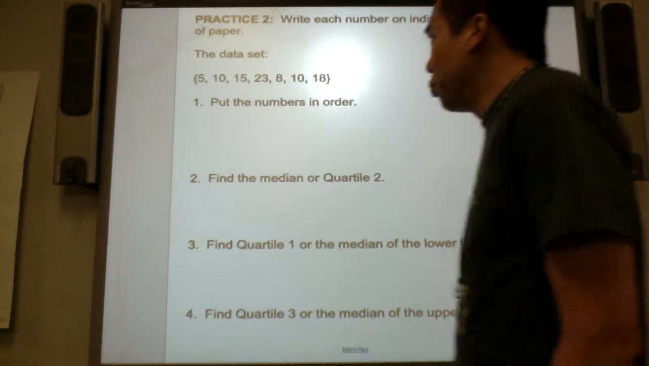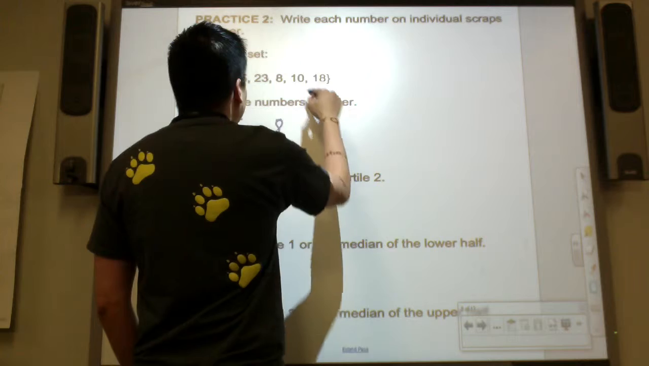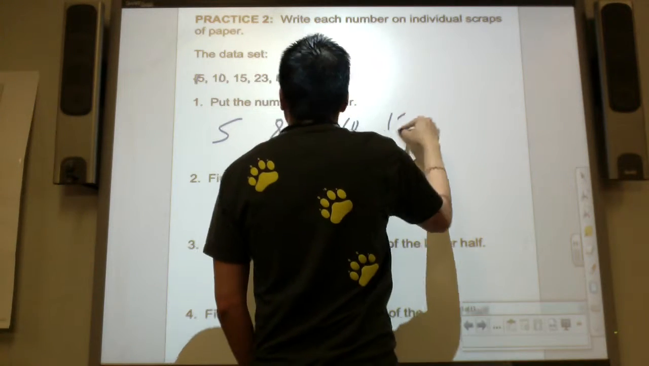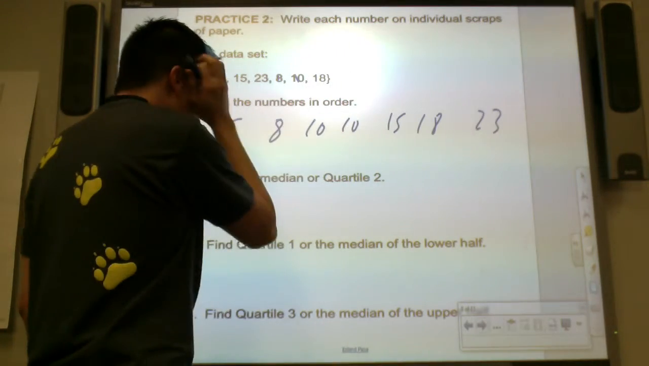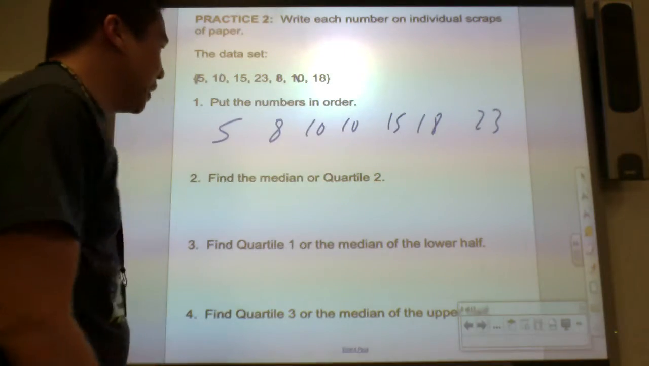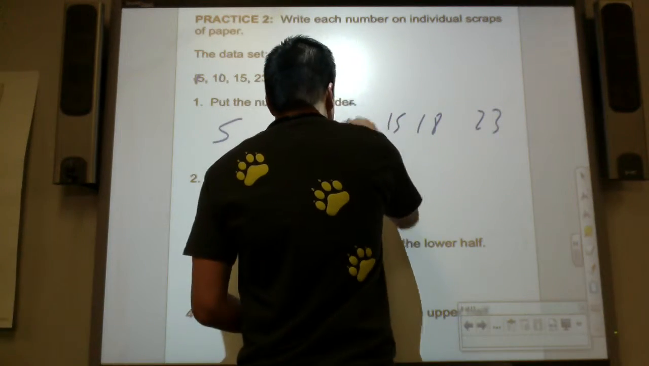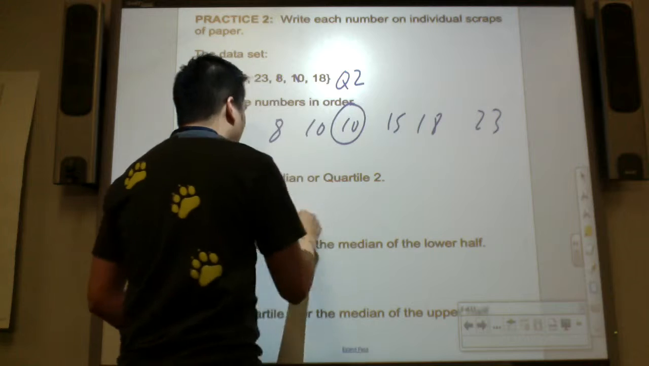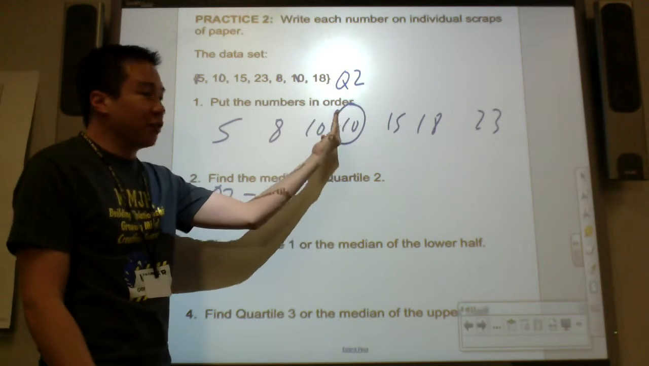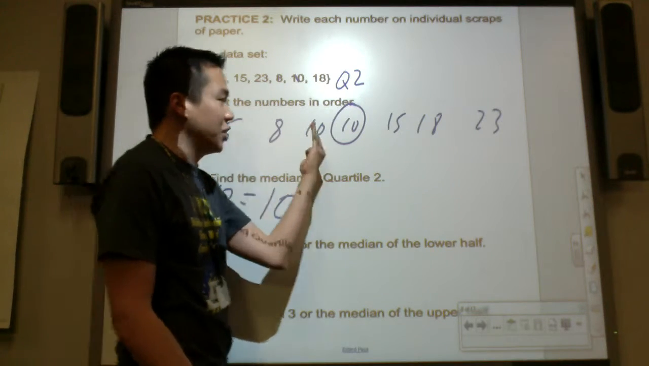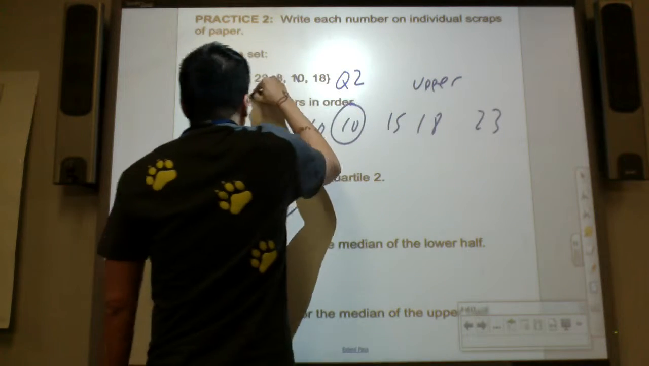Let's try another example. We have some information here. Put them in order: 5, 8, 10, 10, 15, 18, 23. So find the median. Here's the data. Find the median. That's quartile 2. That halfway point, that 10, is quartile 2. That means 50% of the data is lower than it and 50% is upper. This is the upper half. This is the lower half.